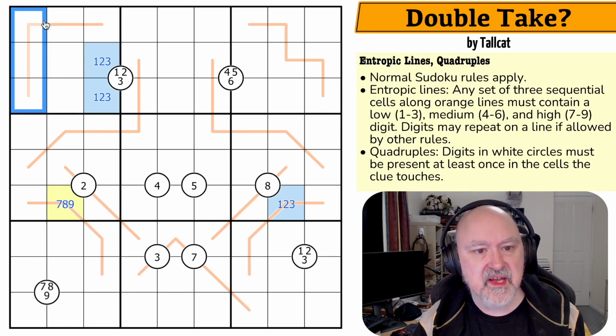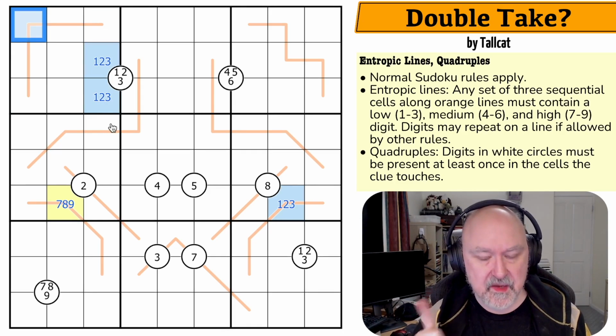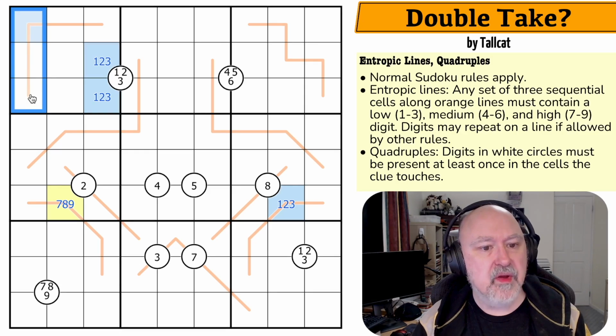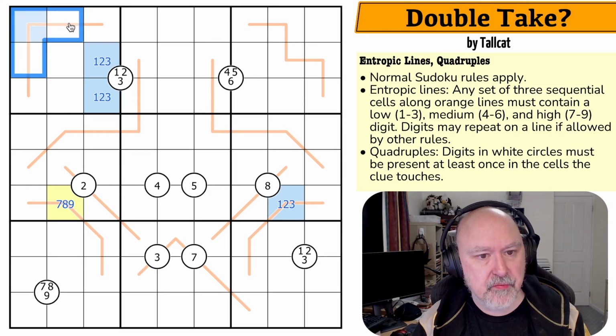So there's a low in here, but that run of 3 must contain a low, mid, and a high. There's a low in here, but I've only got 1 low digit to play with, and the overlap is there. So that must be low. The other way of thinking about this is, one of these has to be low. If I made that low, these would be middle and high, and in that run of 3, that would need to be low.